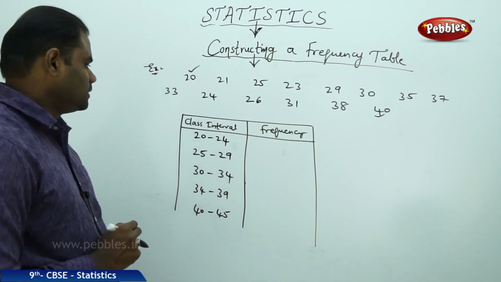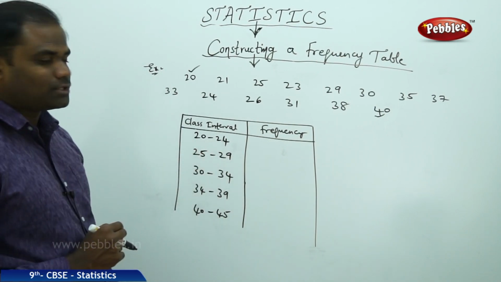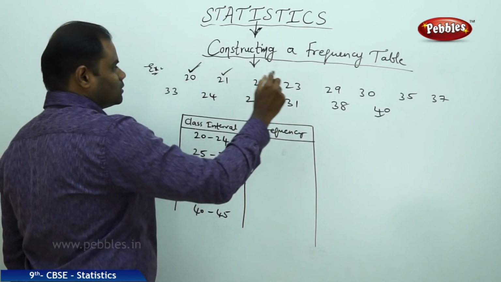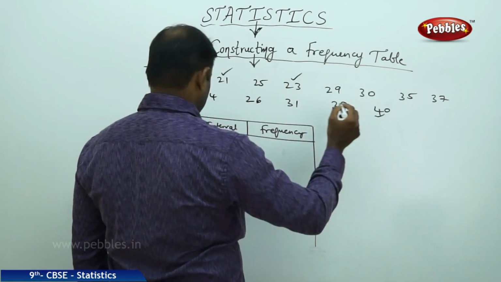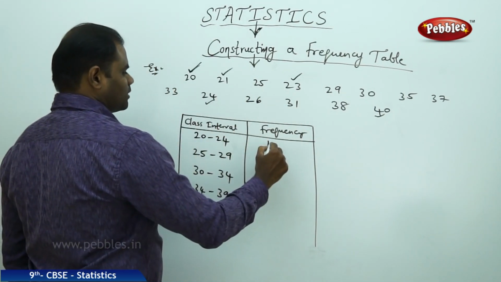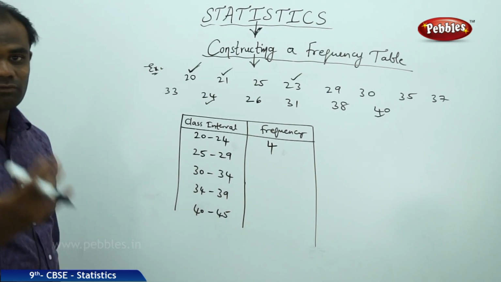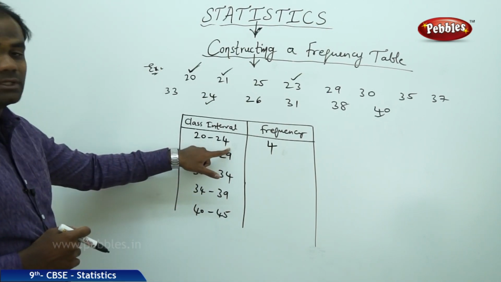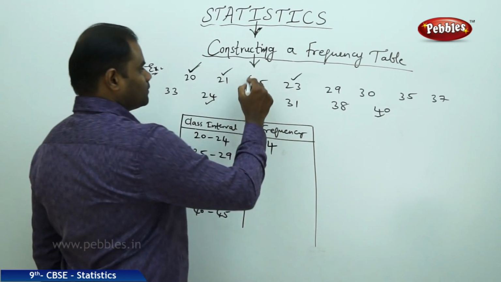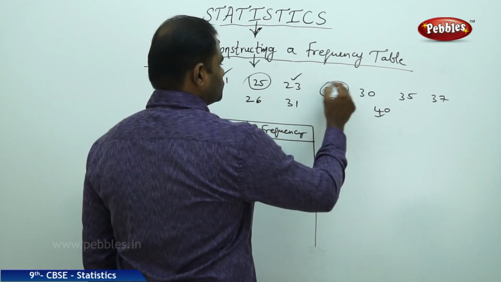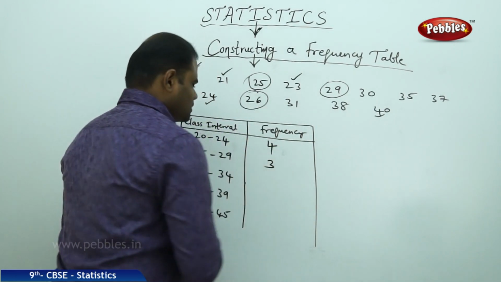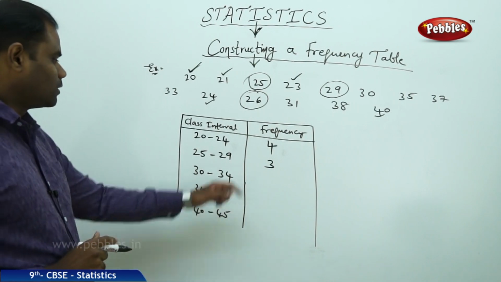So here, let's imagine the values which are between 20 and 24 are 20, 21, and so on: 1, 2, 3, 4. That's it. So my frequency is 4. That means there are 4 numbers which lie between 20 and 24. Next comes 25 to 29. 1, 2, 3. So my frequency is 3. That's how we get it.